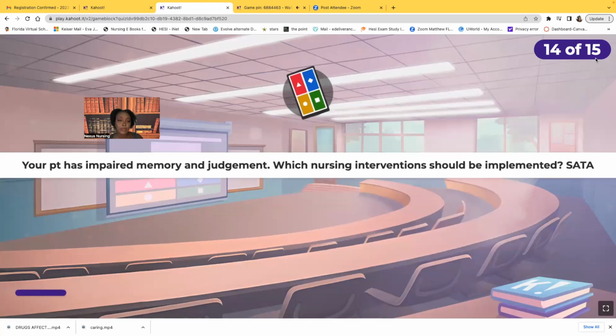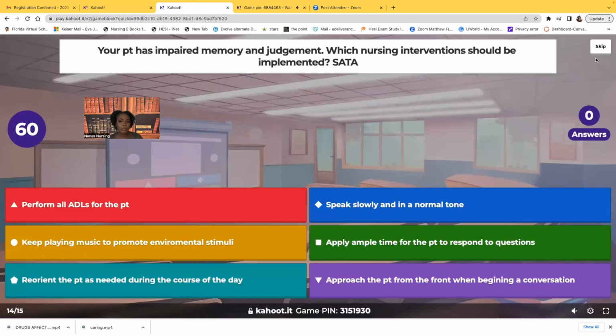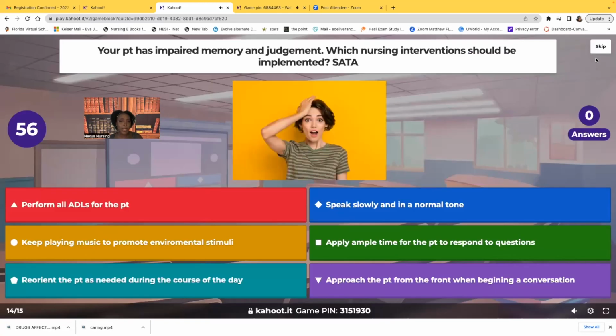Select all that applies. Your patient has impaired memory and judgment. Which nursing intervention should be implemented? Select all that applies. So your patient has impaired memory and judgment. Here are your choices. Perform all ADLs for the patient. Speak slowly and in a normal tone. Keep playing music to promote environmental stimuli. Apply ample time for the patient to respond to questions. Reorient the patient as needed during the course of the day. Approach the patient from the front when you're beginning a conversation. What nursing interventions would you use with this patient that has an impaired memory and judgment?